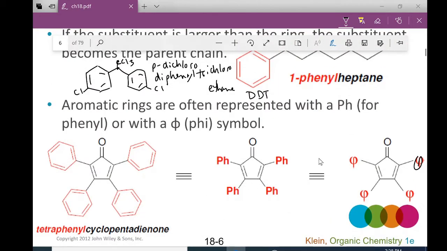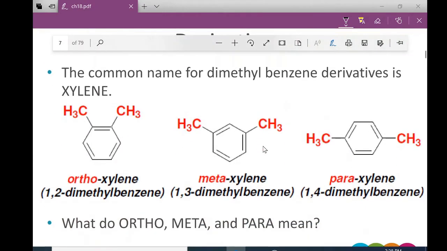I don't generally do that. I rarely do. Sometimes I will abbreviate with pH. I don't generally use the phi symbol. Alright, and so if you have two methyl groups on a benzene ring, then the common name for that is xylene. So these are the xylenes.